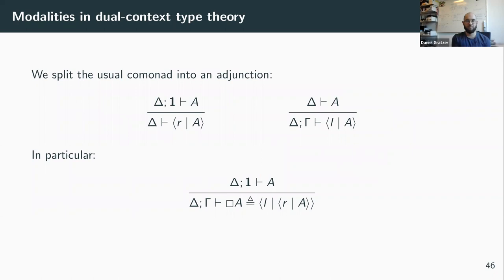And following Zwanziger's work, we're going to decompose our modality into an adjunction. So our goal here is to present a comonad. That's generally what you get out of dual context type theories. But it's convenient to split it into an adjunction between single context and dual context. So our right adjoint takes something in dual context and gives us something in single context. Our left adjoint goes the other way. And we can stitch together box in the way that you always get a comonad from an adjunction, by applying the right and then the left.